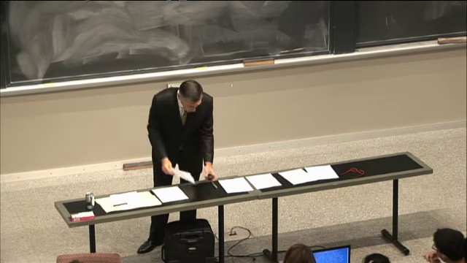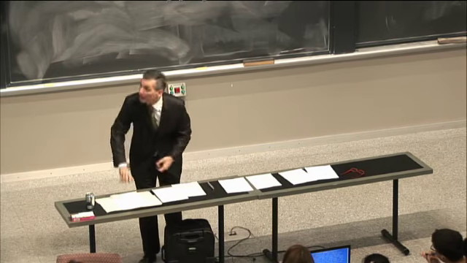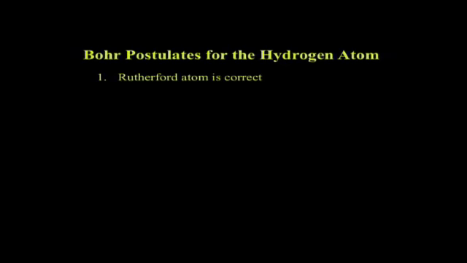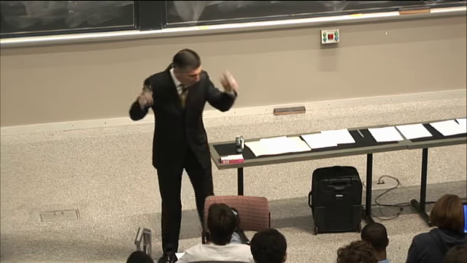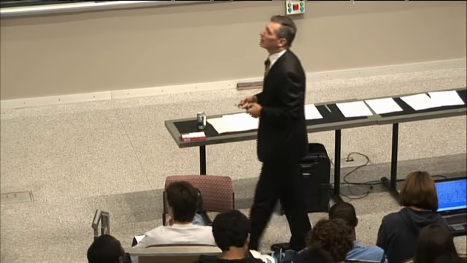Anyway, so what I did is I went through the paper, and I've reduced the content of the paper. There's this thing called postulates. All right? So Rutherford atom is correct. That's the first thing. Classical electromagnetic theory is not applicable to the orbiting electron. And you're going to get the PDF and all this is going to be posted, so don't feel you have to be a super stenographer here.